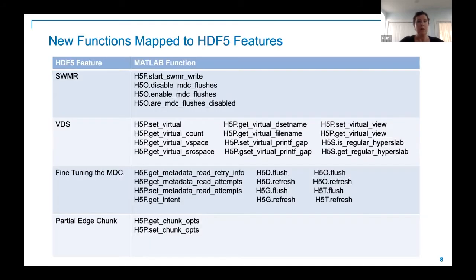Here's the slide. I know there's a lot of info here. I don't expect you to go through it or memorize it, but this shows that our functions, as you'll see, are basically pass-throughs to the HDF5 C library, mapped to the HDF5 features in 110. You'll see fine-tuning of the metadata cache, and there's more. We didn't implement all of them. We're going to take a watch-and-wait approach to hear what customers say about that.